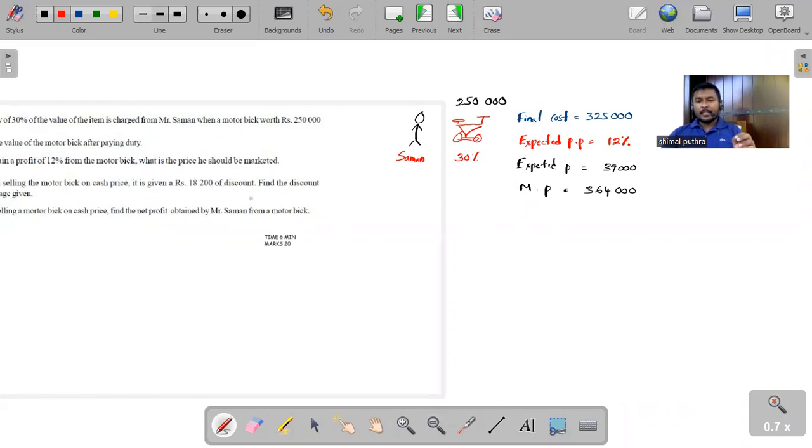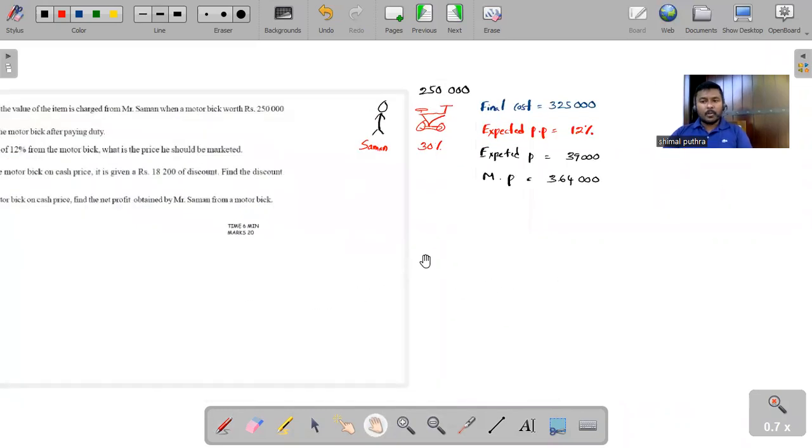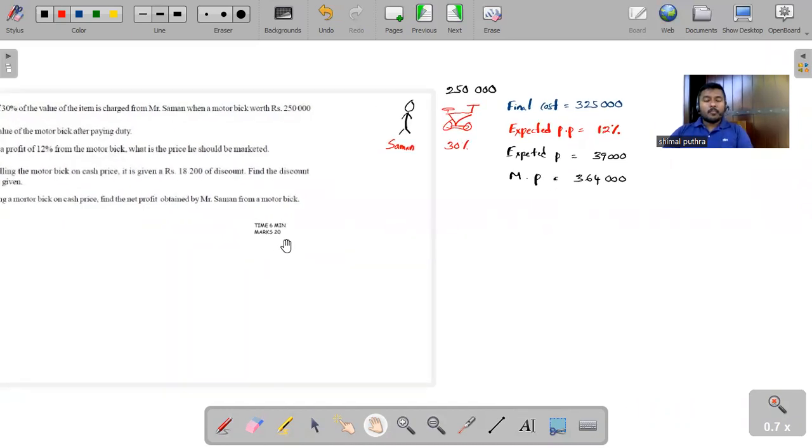18,250 as a discount amount, but that is only for cash prices. If someone asked for a loan, they didn't provide it. If someone asked for cash, he will provide 18,200 as a discount. So they ask for the discount percentage. We know how to find the discount percentage.